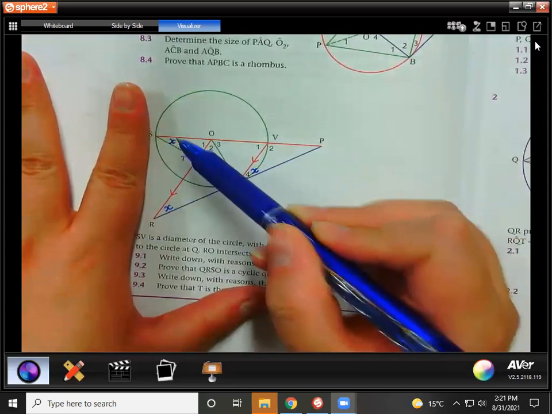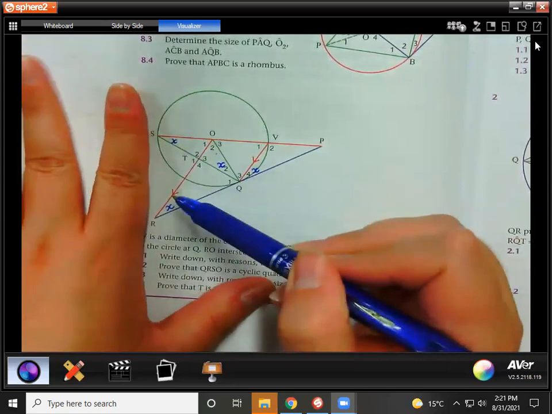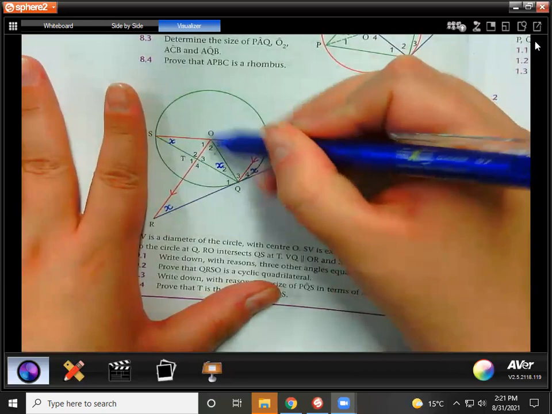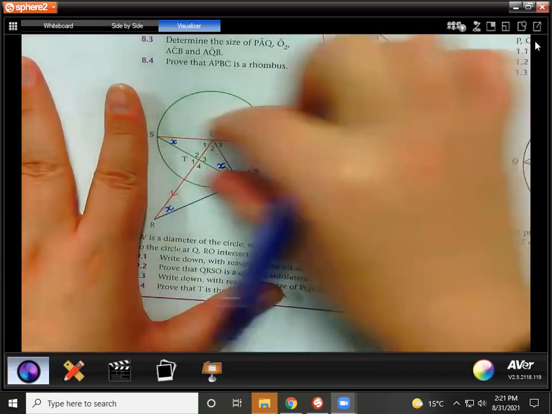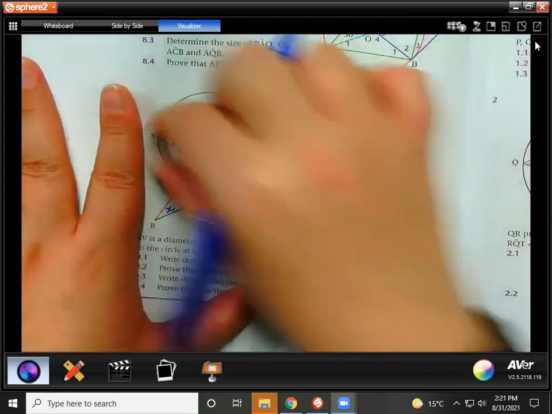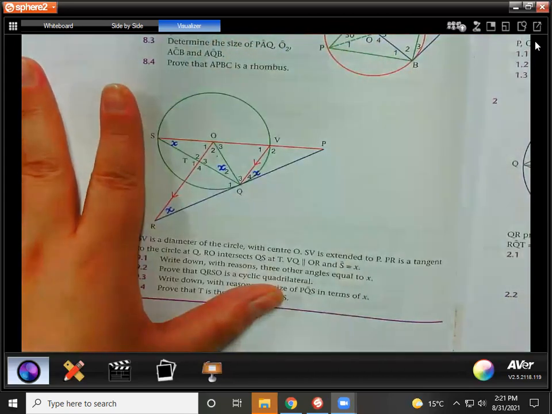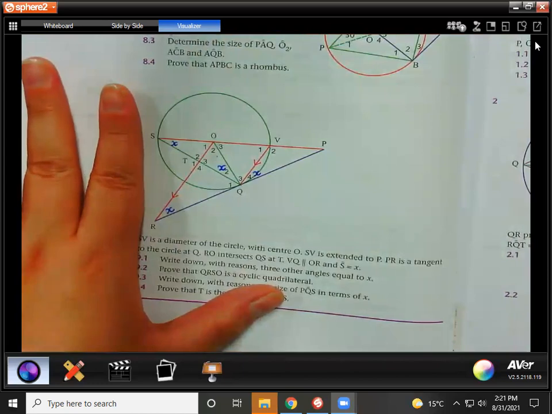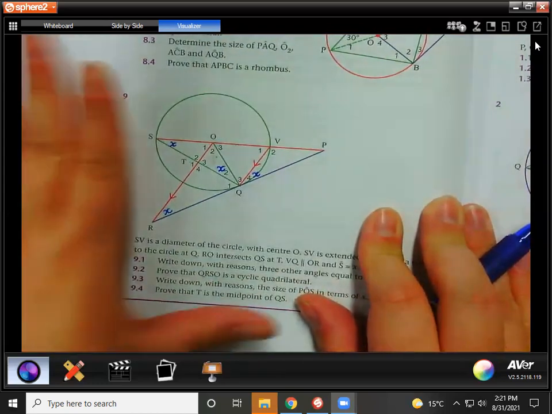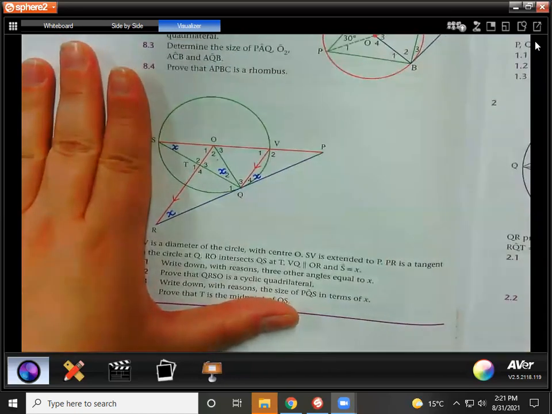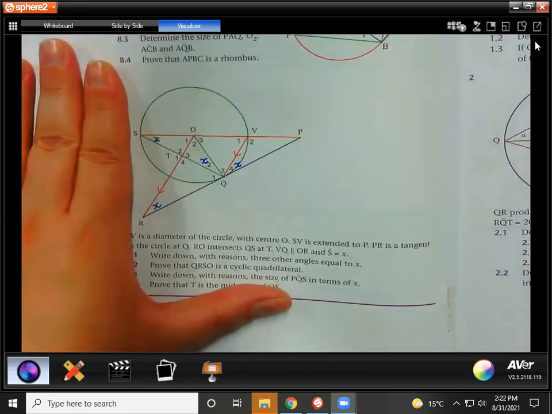Now, guys, we have that is X and that is X. So that means that QO can be a chord of a circle subtending 2 equal angles at the circumference, right? That's the third way of proving that a quad is cyclic. So I think we wrote it down somewhere. It's somewhere in my notes. I can't remember if it was with you guys or with the other group. But it will be in the video.